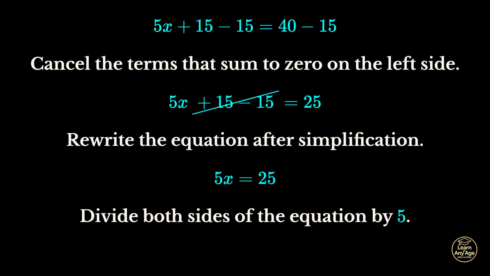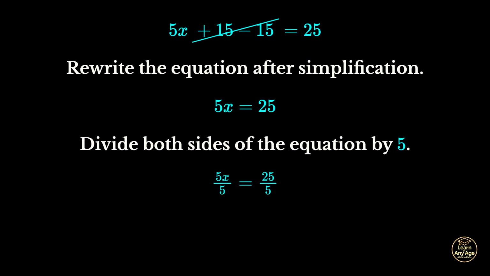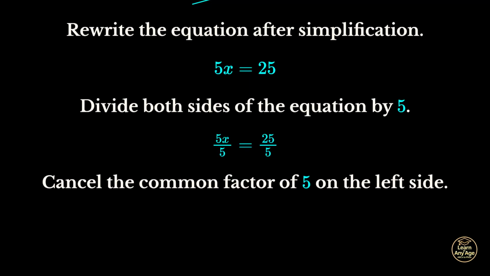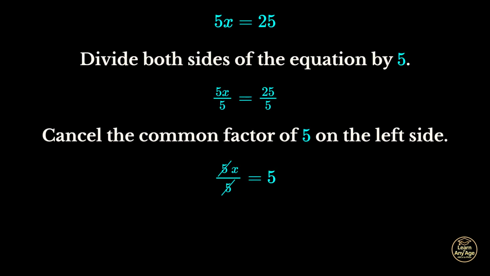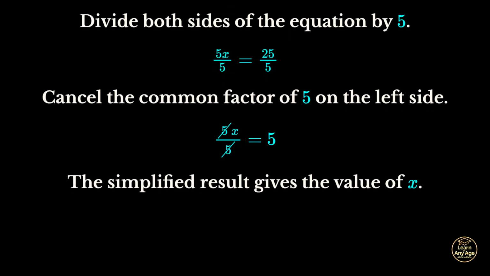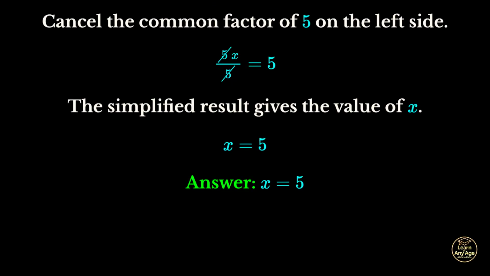5x equals 25. Divide both sides of the equation by 5. 5x over 5 equals 25 over 5. Cancel the common factor of 5 on the left side. 5 cancelled out, x over 5 cancelled out equals 5. The simplified result gives the value of x. x equals 5. Answer, x equals 5.